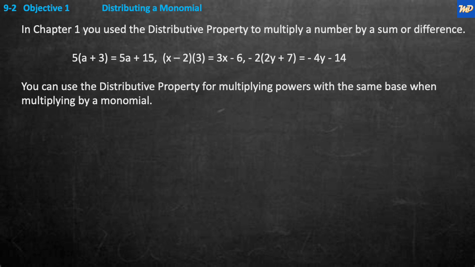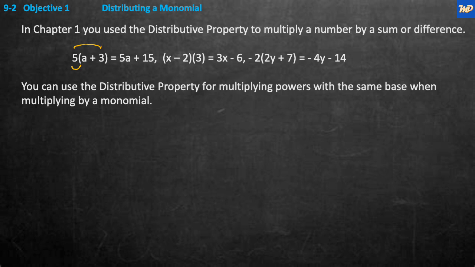Okay, Objective 1, Distributing a Monomial. In Chapter 1, you used the distributive property to multiply a number by a sum or a difference. Some examples are right here. So here we have 5 times the quantity a plus 3. And that equals 5a, 5 times a, and then 5 times 3, 15.